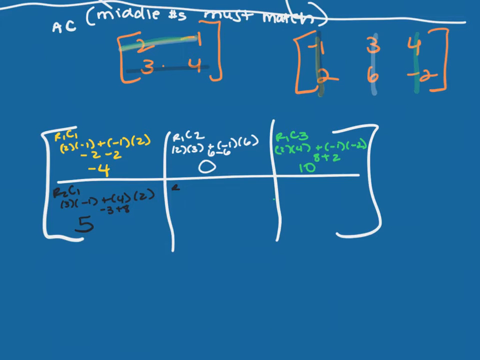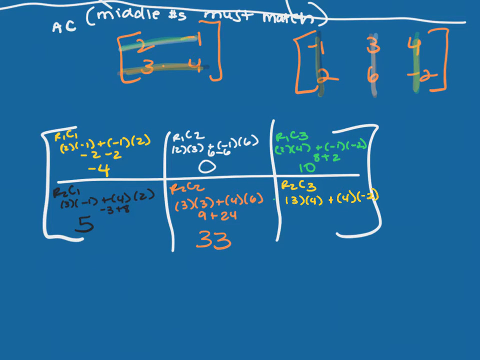Row 2, column 2: 3 times 3 plus 4 times 6. 9 plus 24, 33. And then the last one, row 2, column 3: 3 times 4 plus 4 times -2. And you get 12 minus 8, which is 4. So -4, 0, 10, 5, 33, 4.